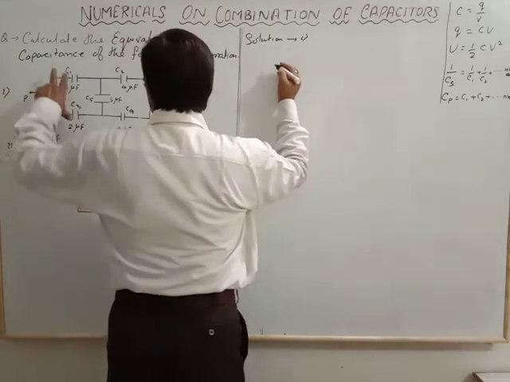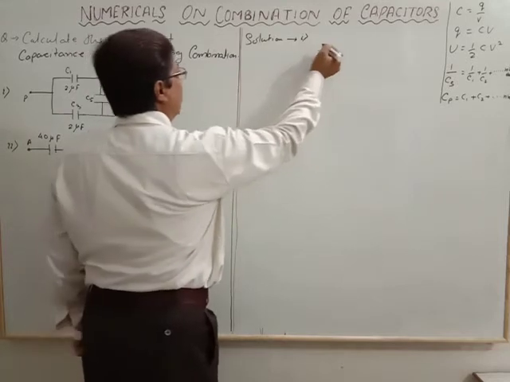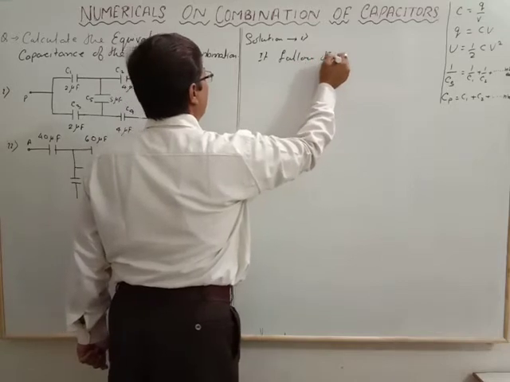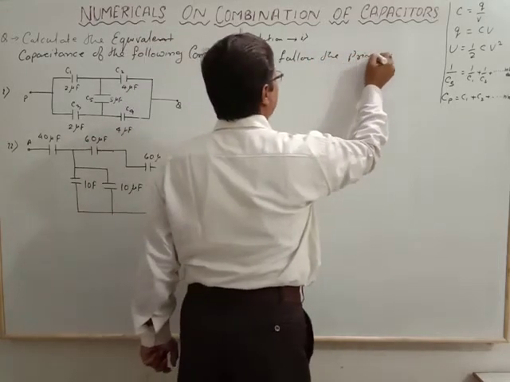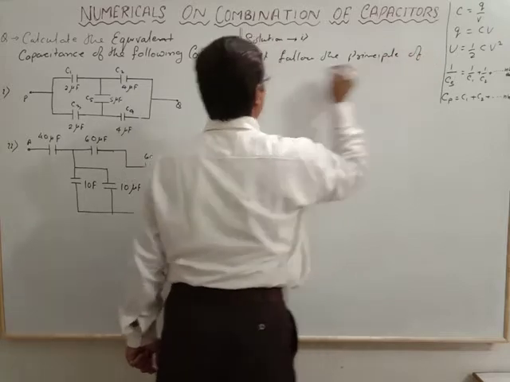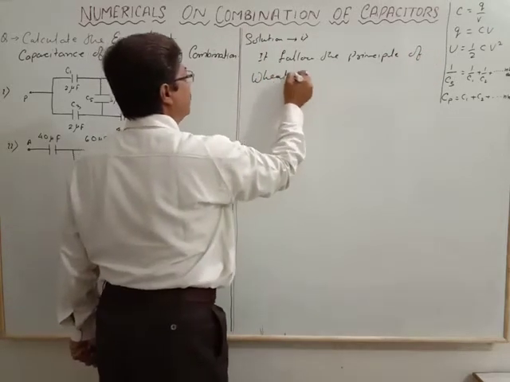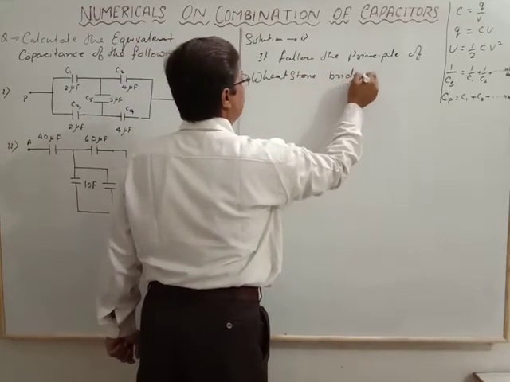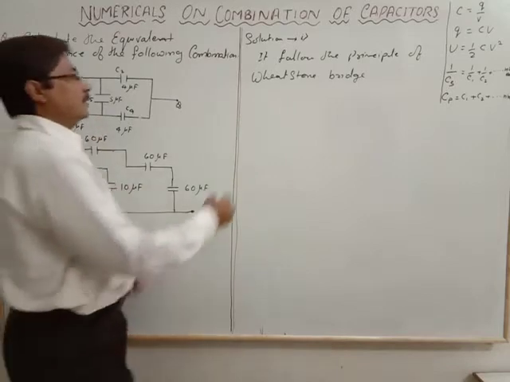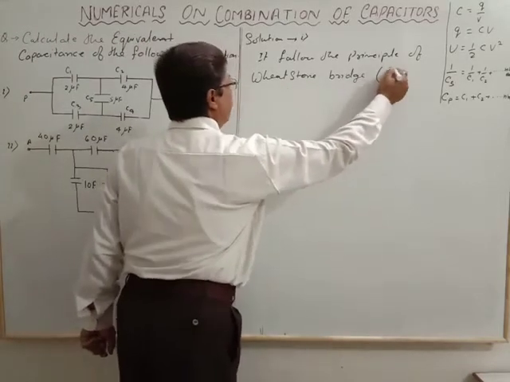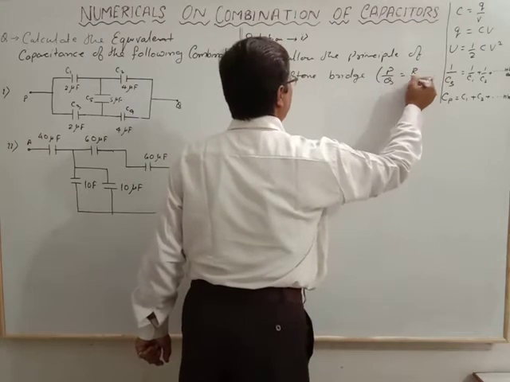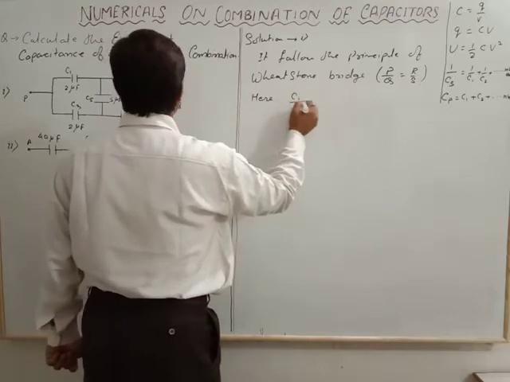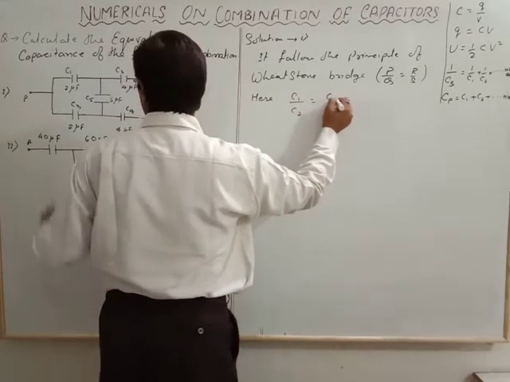Now this follows the principle of the Wheatstone bridge. That relation is P by Q is equal to R by S. But here it is C1 by C2 is equal to C3 by C4.